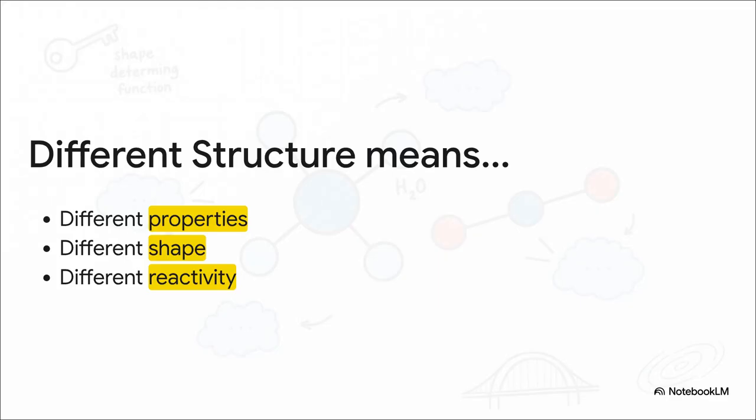And this is the main takeaway. A different structure means a completely different substance, period. You change the shape and you change everything. How it looks, how it reacts, how it smells, its function. You change its entire identity. In the world of chemistry, shape is function.